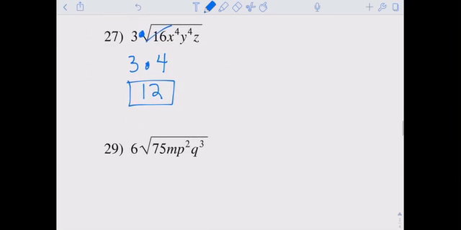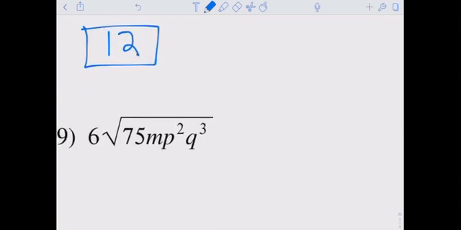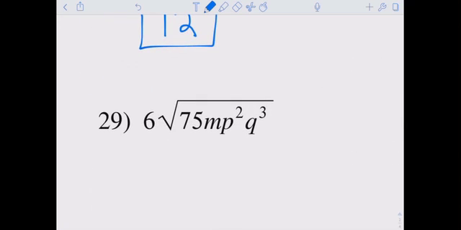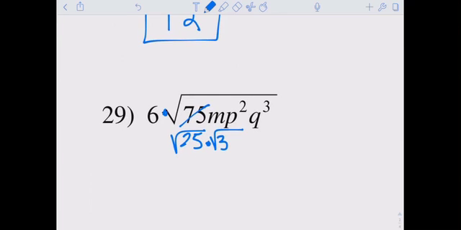I think I'm on my last problem. 75 is 25 times 3 times the 6 on the outside. So that's 5. That's 30 radical 3.